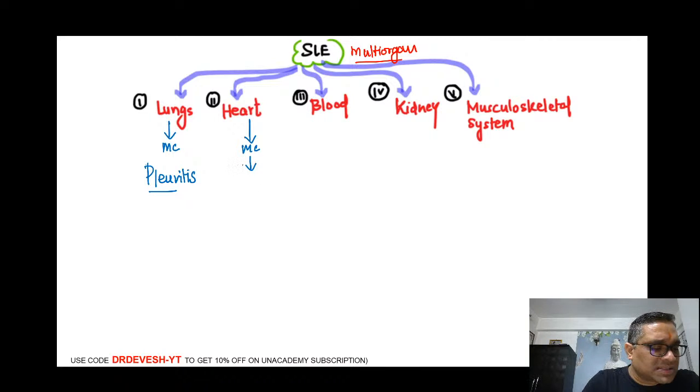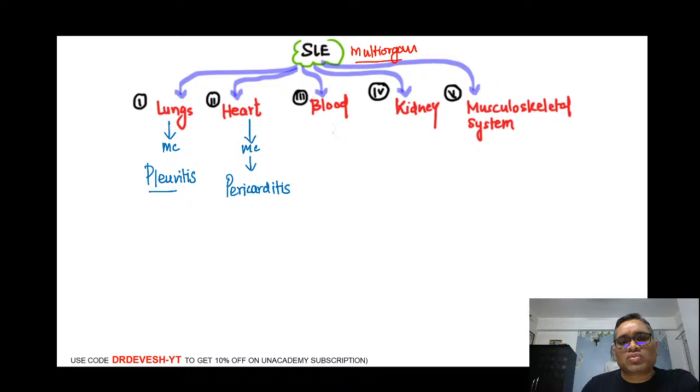Endocarditis, or Libman-Sacks endocarditis, or pericarditis? What is most common in the heart? Right, so the most common in the heart is pericarditis. Always remember, the most common cardiac manifestation in SLE is pericarditis. So these are all important MCQs, right?